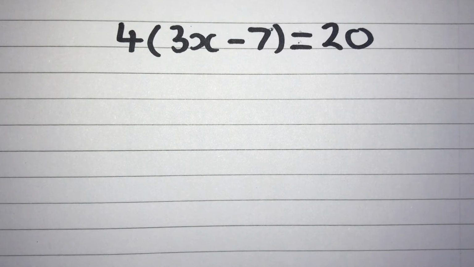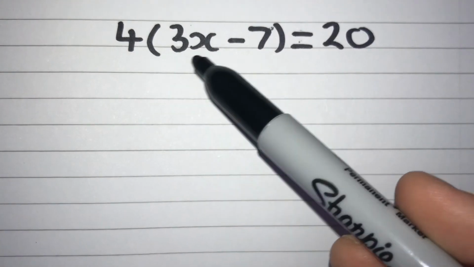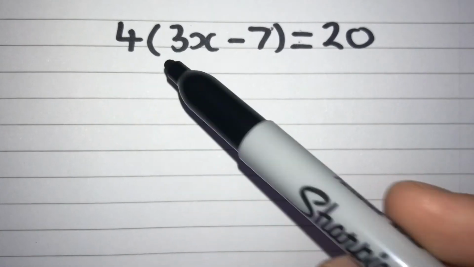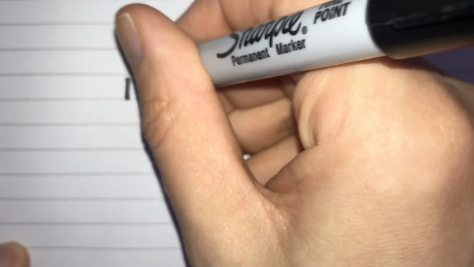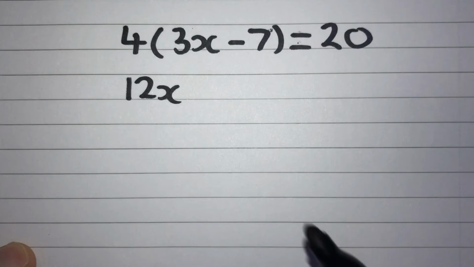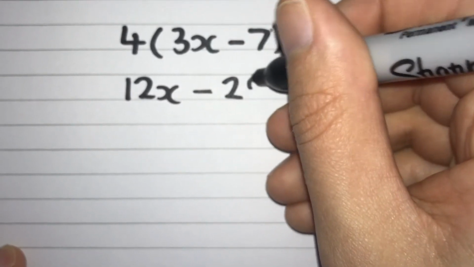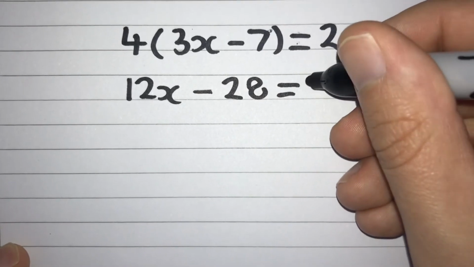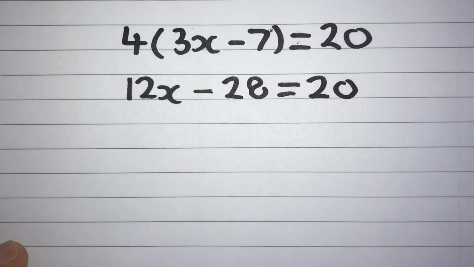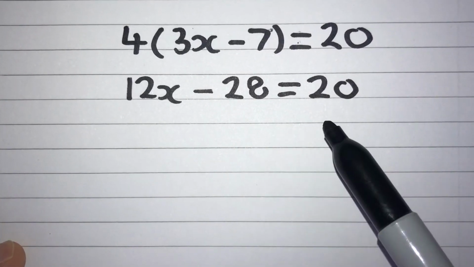Okay, so let's first of all go through this one by expanding our bracket first of all. So we've got to multiply this 4 by everything inside the bracket. 4 times 3x gives us 12x. 4 times minus 7, that will give us minus 28. And it's equal to 20. So we've got our two-step equation, 12x minus 28 equals 20.